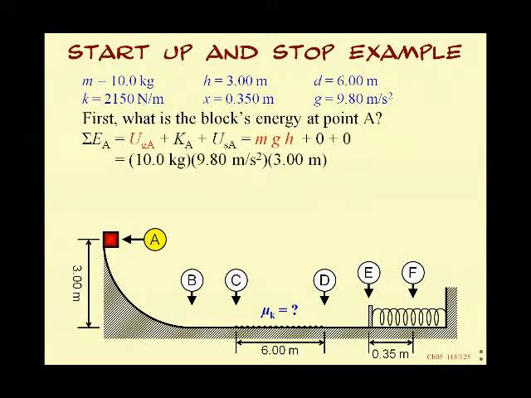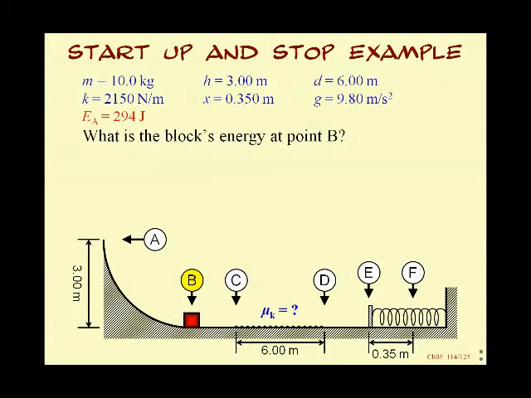So when I calculate the gravitational potential energy, I get 10 kilograms times 9.8 times 3 meters, because it's 3 meters off the ground, for a total of 294 joules. This will be the amount of energy that we start off in the system. It's the maximum energy that our block's going to have. Everything after this is going to get lost.